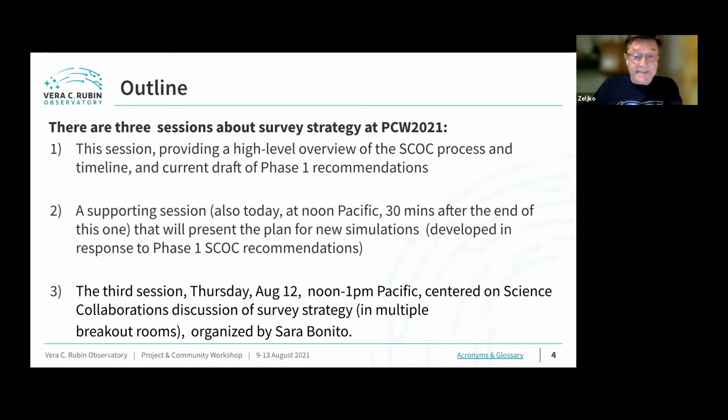I just learned last night that Sarah Bonito is an accomplished musician, playing ukulele in a band of astronomers in Palermo. That's impressive.